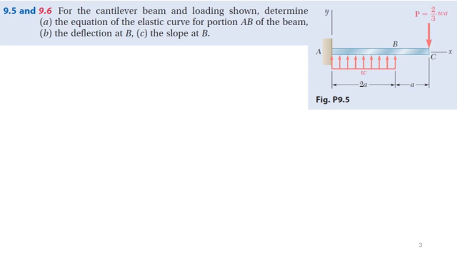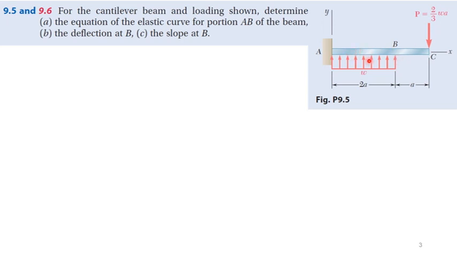Topics. Okay, first we have a cantilever beam, as shown. Determine the equation of elastic curve for portion AB. So we have to develop the equation of elastic curve for this portion AB, and find the deflection at B and the slope at B.